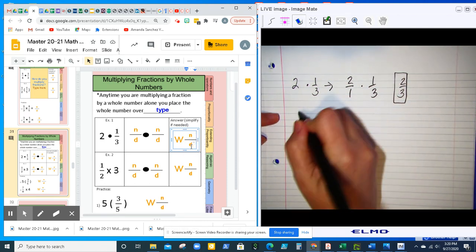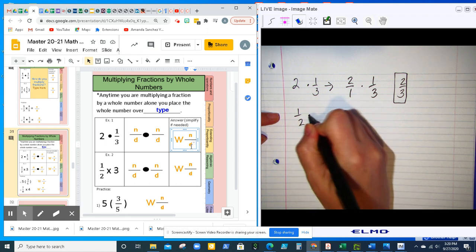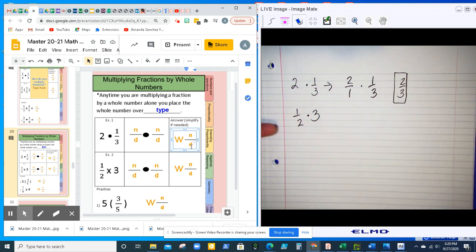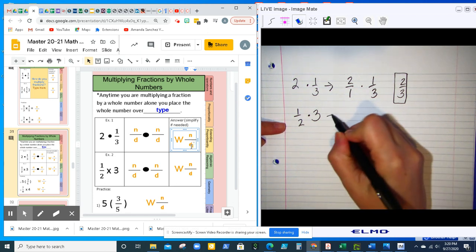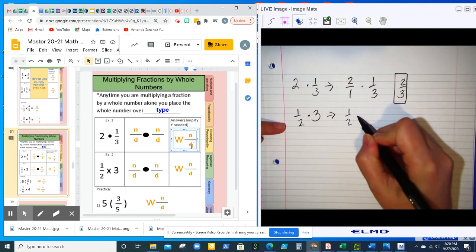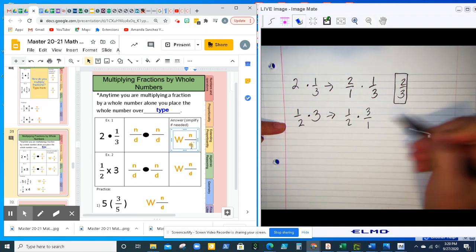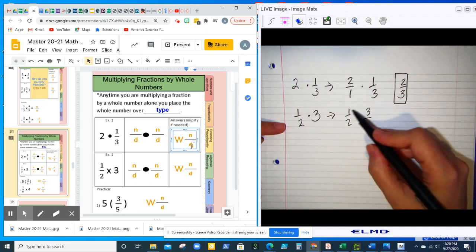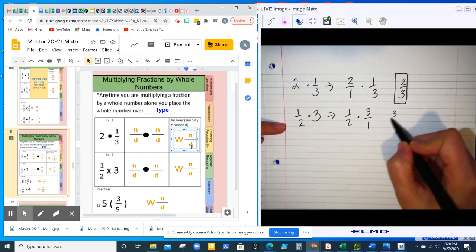The second one is 1/2 times 3. You might be able to even do this mentally. Well, what if you had a half of a candy bar and then you have 3 times that amount? Well, you have a half and then another half and then another half. So you do the math for 1/2 times 3 over 1. Multiply across. 1 times 3 is 3. 2 times 1 is 2.